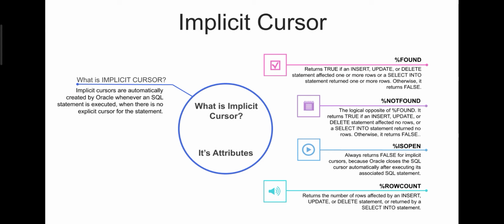So in simple words, if the records fetched by the cursor were unsuccessful, it returns the boolean value true, otherwise it returns false. Now, %ISOPEN would be true if a cursor is open, but for implicit cursors it is always false because Oracle automatically closes the cursor. The last is %ROWCOUNT. It returns the number of rows affected by the statement.